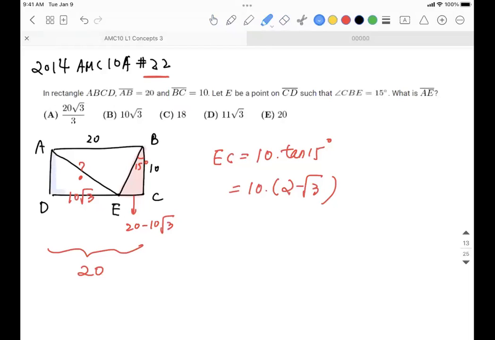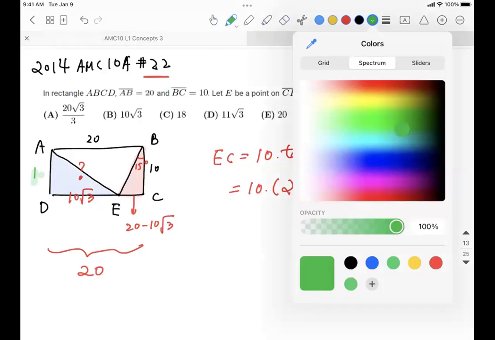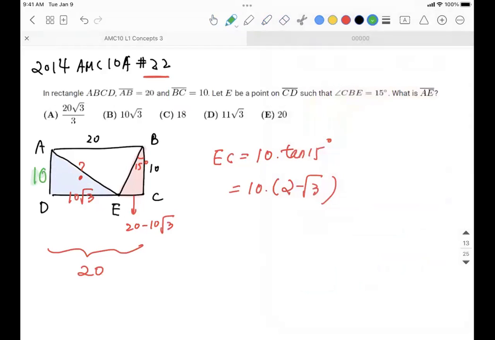Let's go to this right triangle using some Pythagorean. Solve the problem in 2 seconds. This is 10, and this is 10 root 3. And the hypotenuse is what? It's 20. So AE equals 20. That's it. QED.